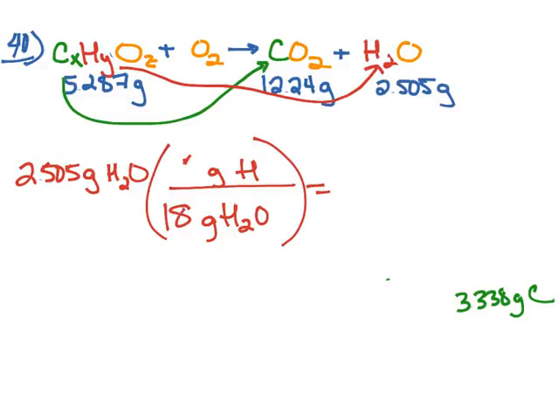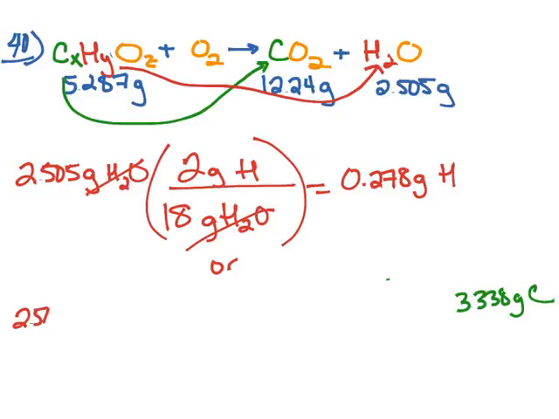And in that 18 grams, 2 of the grams are hydrogen because there are 2 hydrogens in H2O given the formula. Grams of H2O cancel out, and in my calculator I do 2.505 times 2 divided by 18, and I get 0.2783 grams of hydrogen. Again, I could have done this the other way.